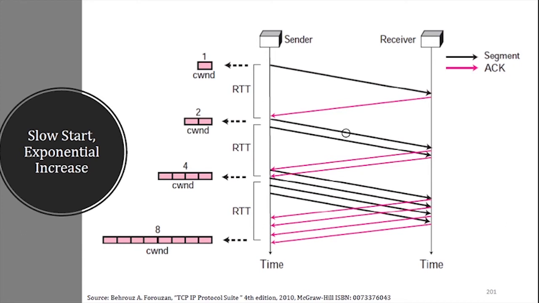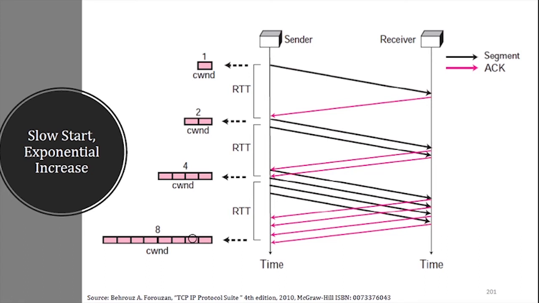So 2 segments are sent, and two more segments are sent from this side. When two more acknowledgements arrive at the sender, the size of the window is increased, and the congestion window becomes 4. Now 4 more segments are sent to the receiver. When they are acknowledged, the congestion window size is updated to 8.